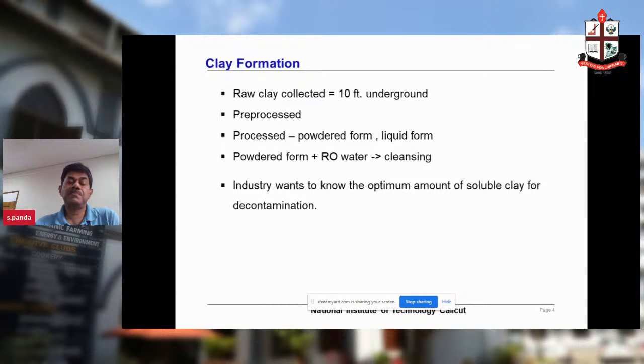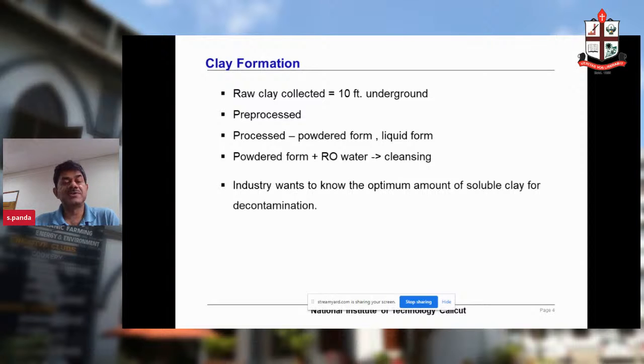This raw clay, this company is collecting, and they dig a minimum of 10 feet underground. Then you have to pre-process it into a powder form. Once it is pre-processed, you add very refined or RO water, and then it is ready for cleansing purposes.